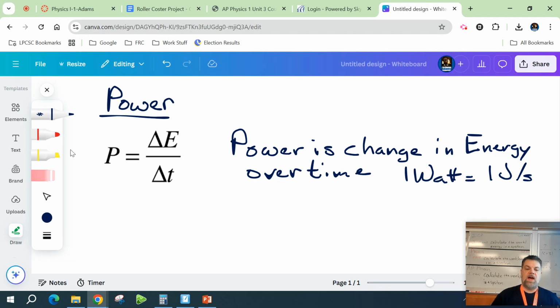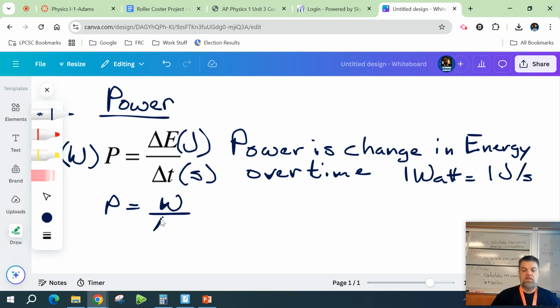Because, so this is watts, usually a capital W. This is joules, right? Because energy is measured in joules, and time in a physics class is always measured in seconds. Now, there's some different variations of this formula. We said that energy is the same as work, right? So you could say it's work done over time.